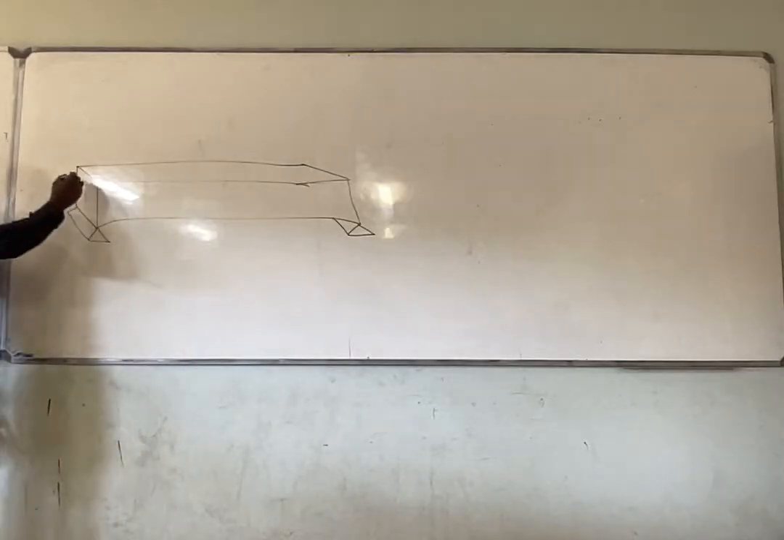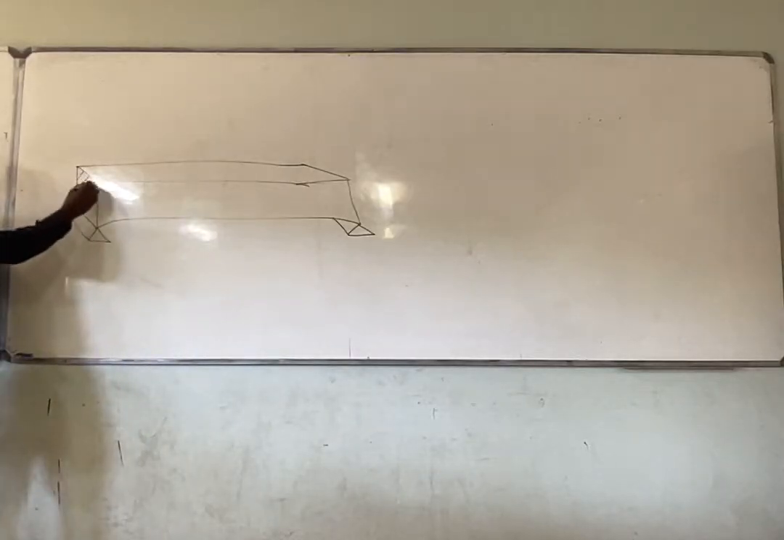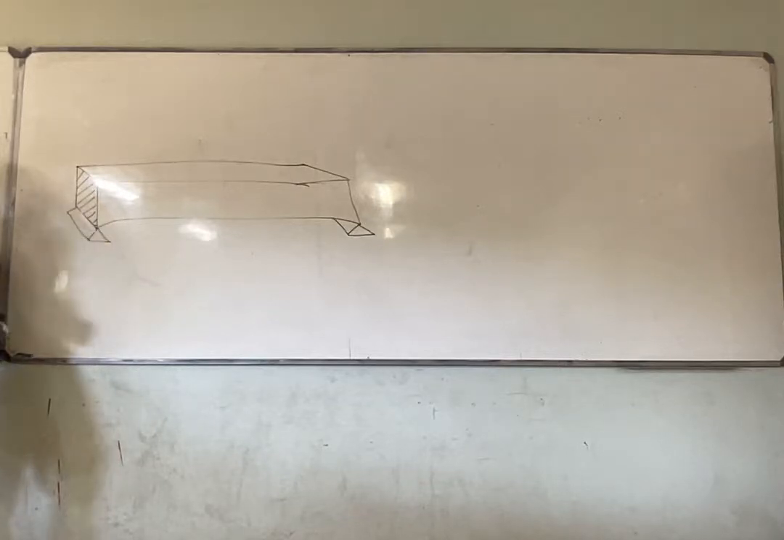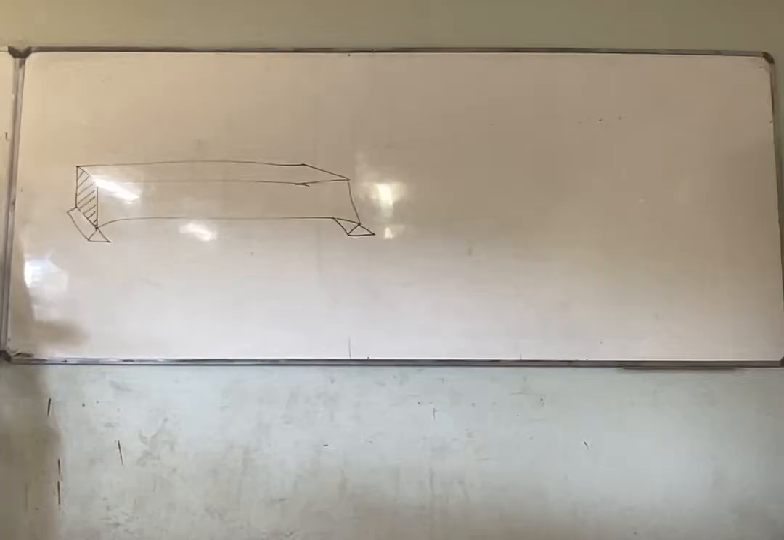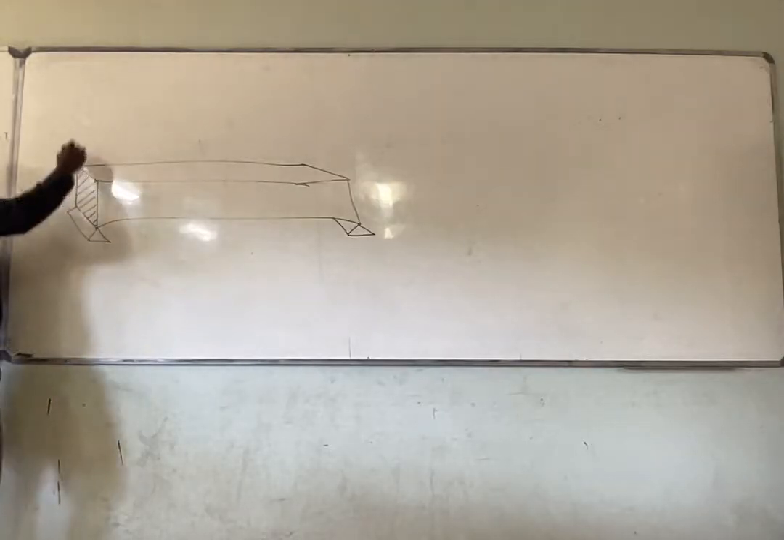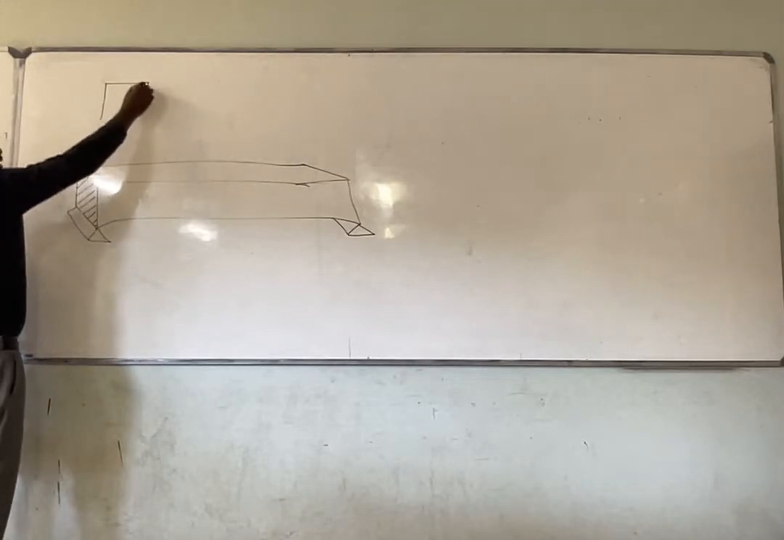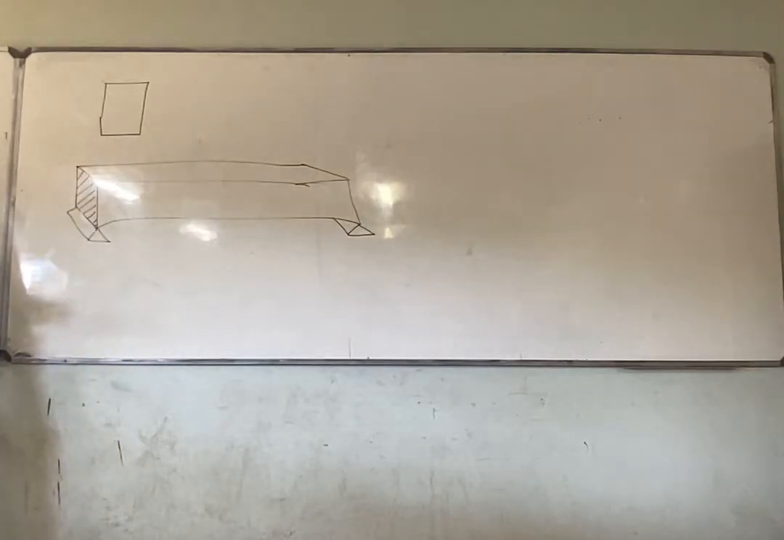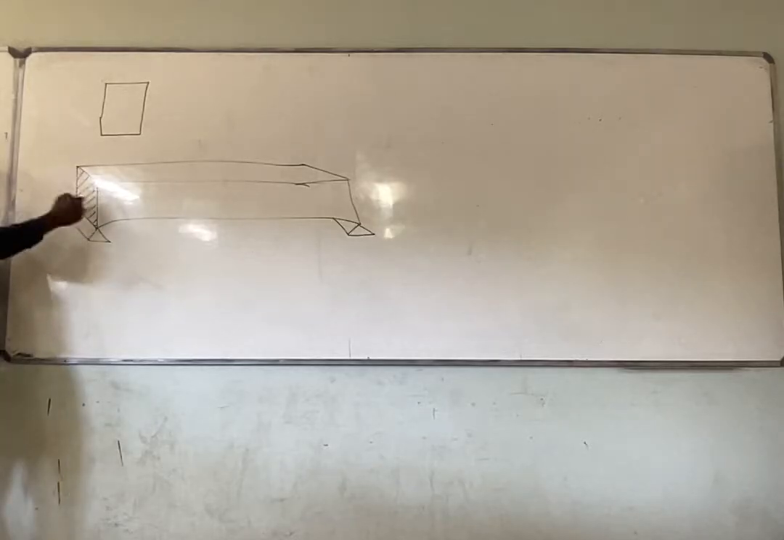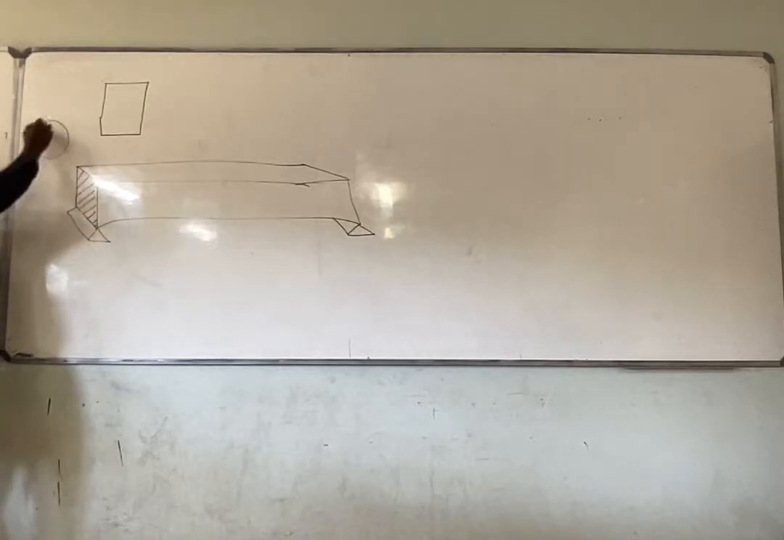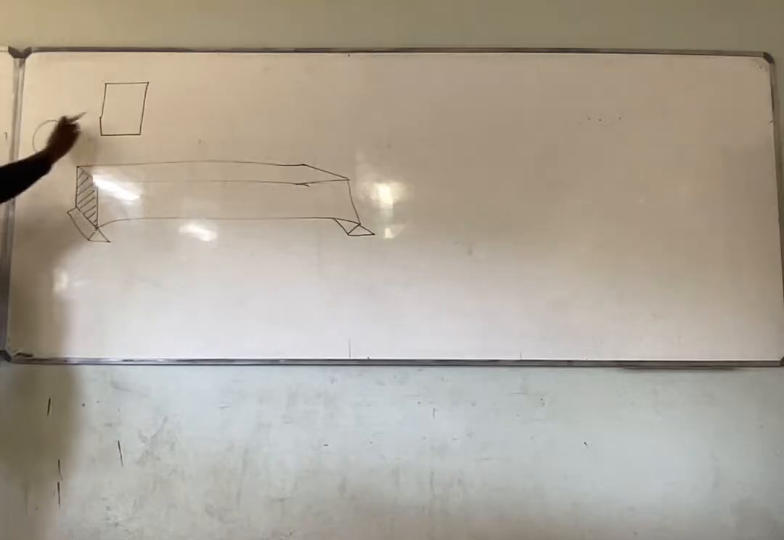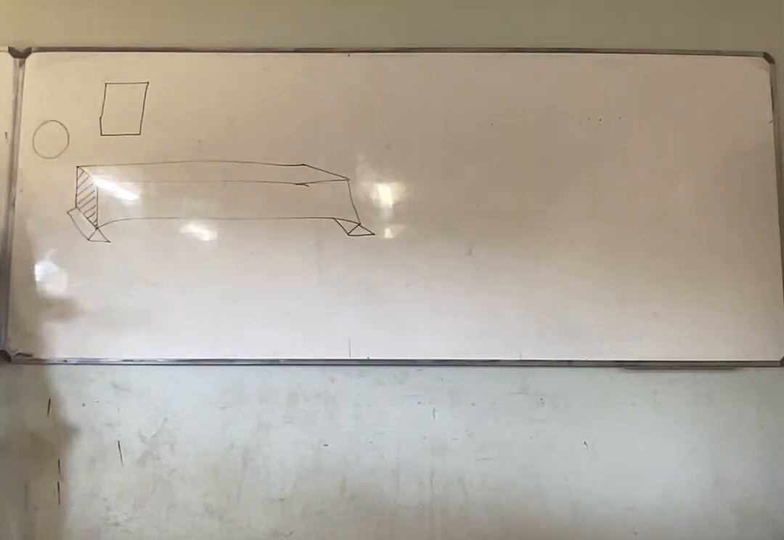So now we are going to look at the moment of inertia, and the moment of inertia will be looking at the cross-sectional area. This cross-sectional area in this case is a rectangle. In some other case, you may find that this cross-sectional area is a circle. So how do you calculate a moment of inertia having different cross-sectional areas?